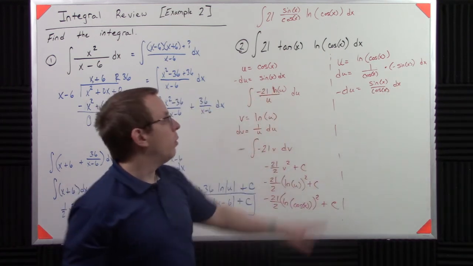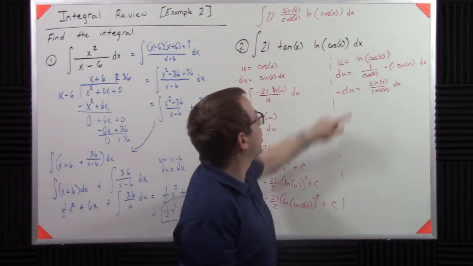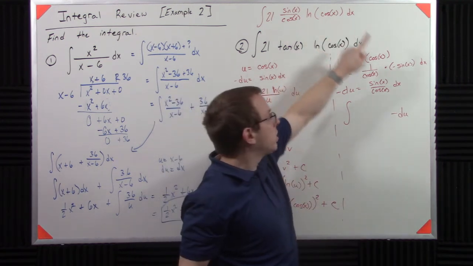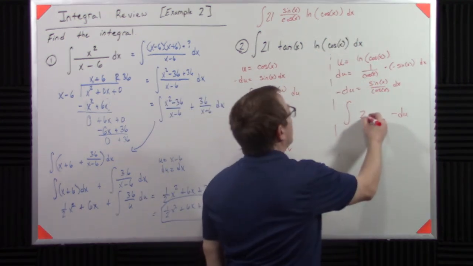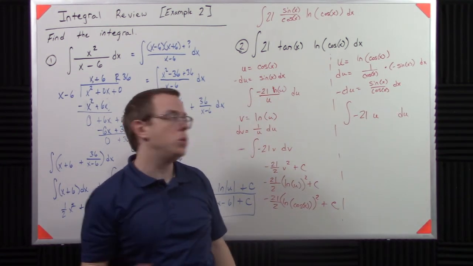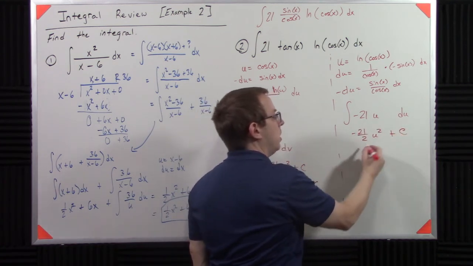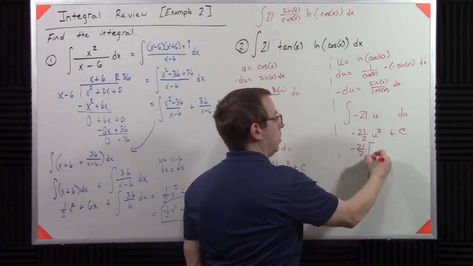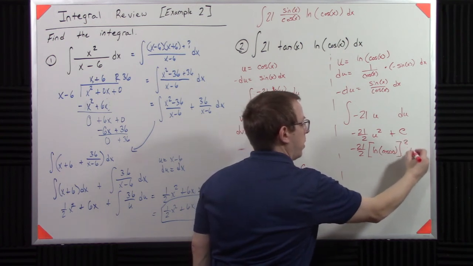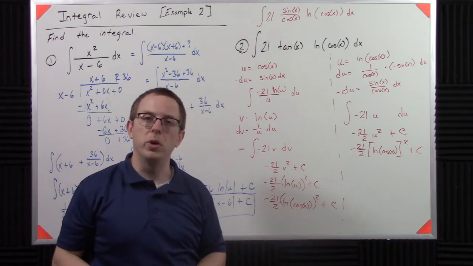Okay, why is this helpful? Well, if I look up here, I have sine x over cosine x, and I have a dx. So that's going to become my negative du. And natural log of cosine of x is my u here. So I have negative 21u du. That becomes negative 21 over 2 u squared plus c, which is negative 21 over 2 natural log cosine of x squared plus c. So you get the same answer, right? I just use brackets instead of triple parentheses.